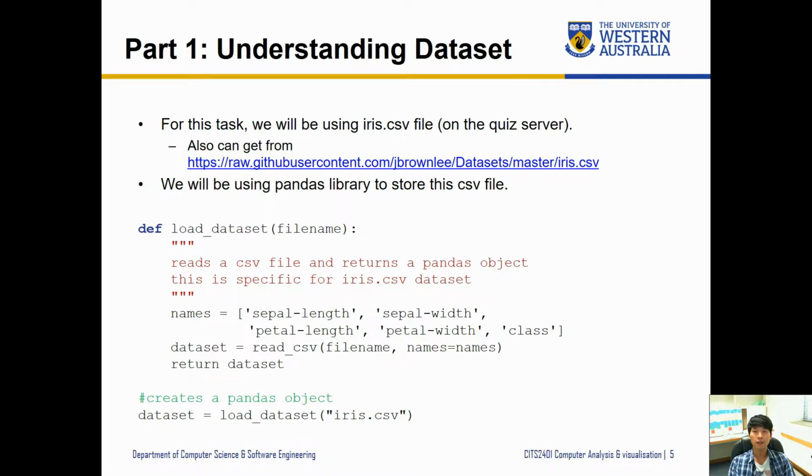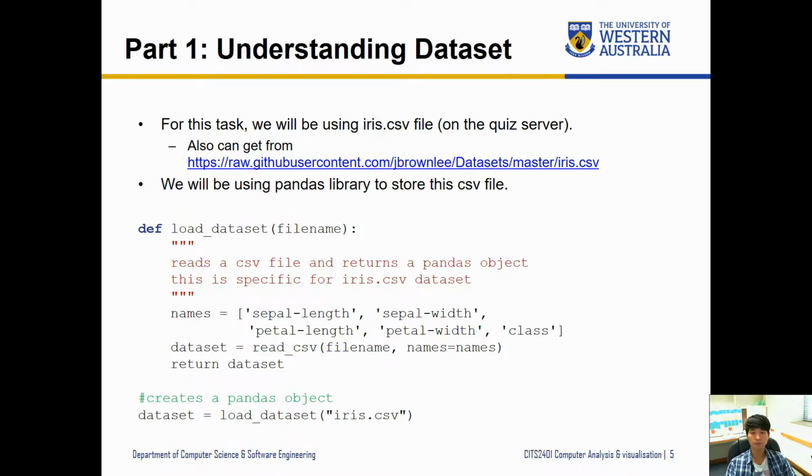Okay, so the very first step is to understand the data set that we are working with. For this task, we'll be using the provided iris file. You can download this from the quiz server, or from the link provided here. And we'll also be using the pandas library to store this CSV file. If you are not familiar with pandas, please go and look at the video on dataset processing.